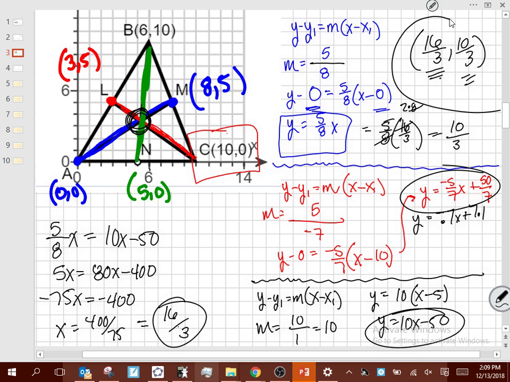But what I like to do in all my math classes is allow you to gain an appreciation for these formulas. Okay, hopefully you now have an appreciation for x1 plus x2 plus x3 over 3, comma y1 plus y2 plus y3 over 3, because it saves you probably about 10 minutes per problem.